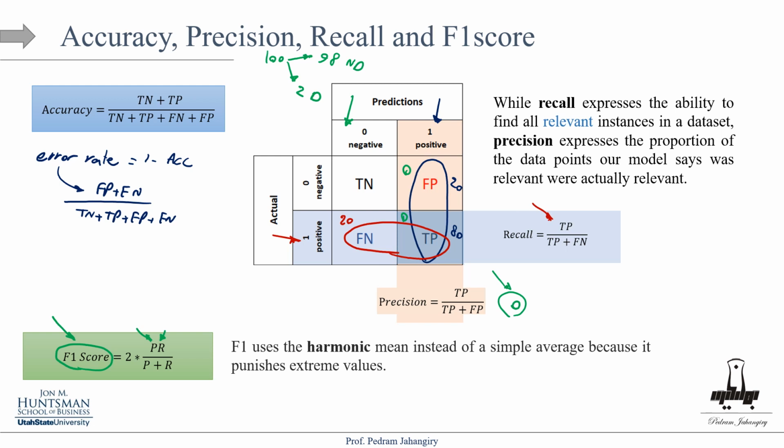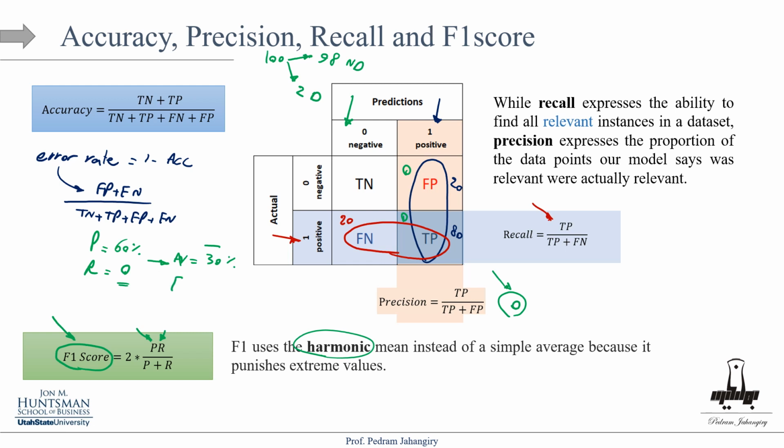Let me give you an example of why this harmonic mean is better. Let's say precision is 60% and recall is almost 0, right? If I take a simple average, what is it going to be? This is going to be 30%, right? So 30% is the simple average between precision and recall. However, we know that this model is not necessarily a good one, especially if you're trying to avoid too many false negatives. You know that a recall of 0 is a disaster, right?